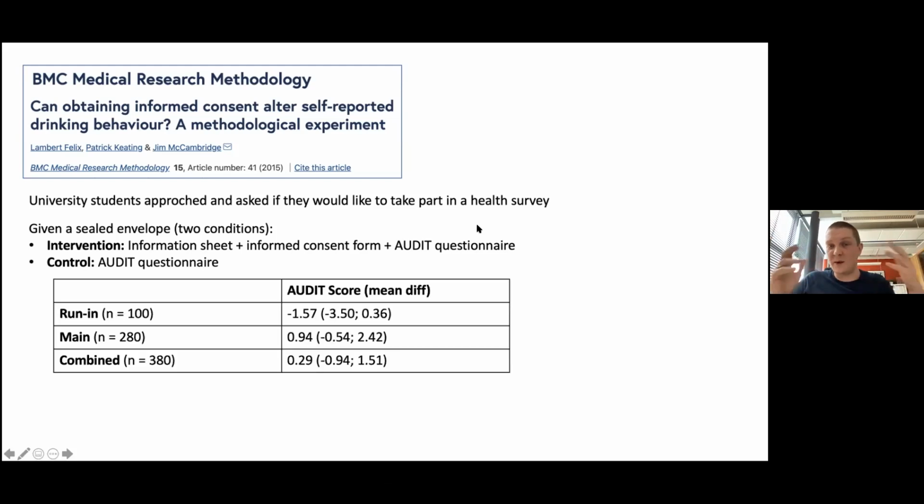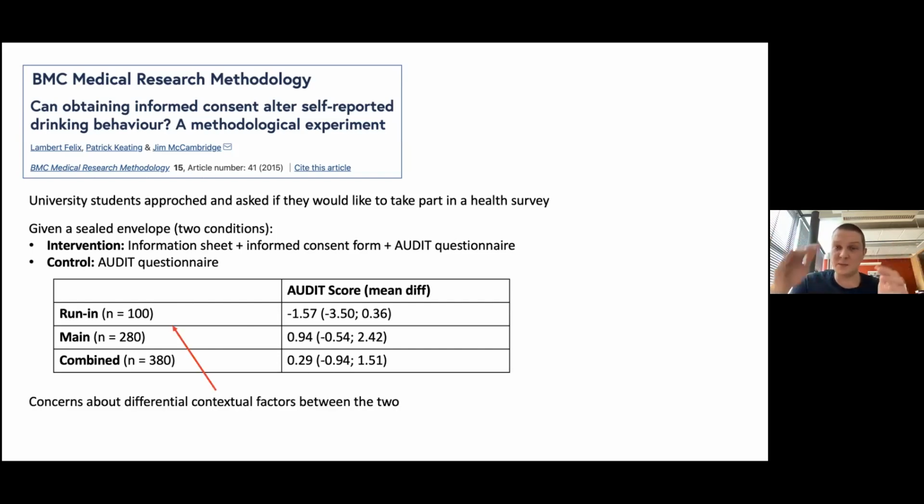The findings were quite mixed. They had a pilot trial, or a run-in trial with 100 participants, and in that one, the intervention group drank more. In the main one, the intervention group drank less. And when that was combined, the intervention group seemed to drink a little bit less when signing the informed consent form. This is inconclusive. There were issues about different contextual factors between the pilot and the main one. So I think this study as a first hypothesis-generating one is important, but it needs to be replicated so we can understand this better.